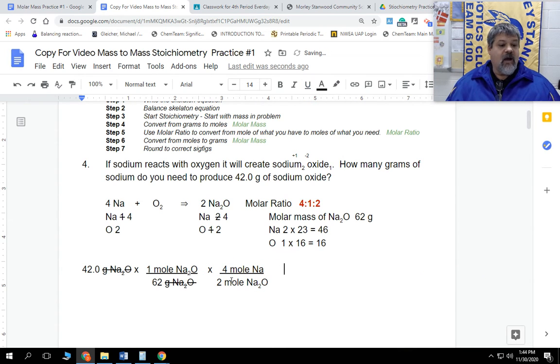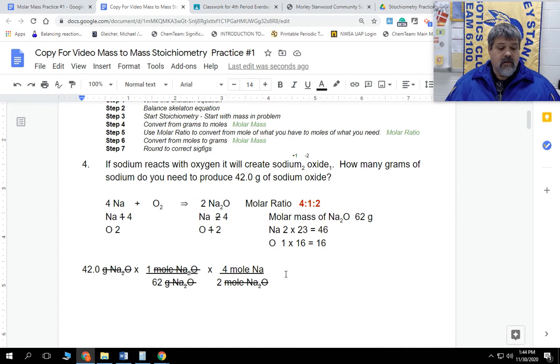Now I can get rid of my moles of sodium oxide on top and bottom. So we're going to get rid of that. We'll strike that through. We'll strike this one through. Okay, but I'm in moles of sodium, not grams of sodium. So now I got to convert back using, again, my molar mass.